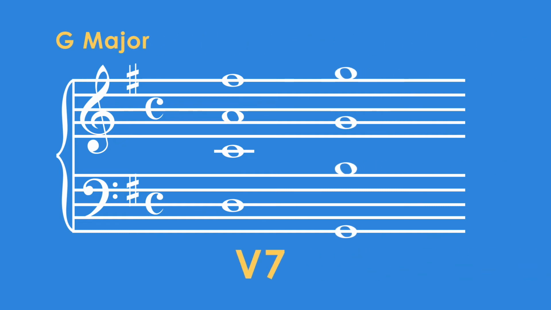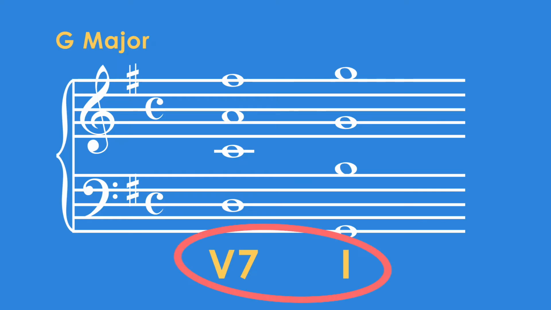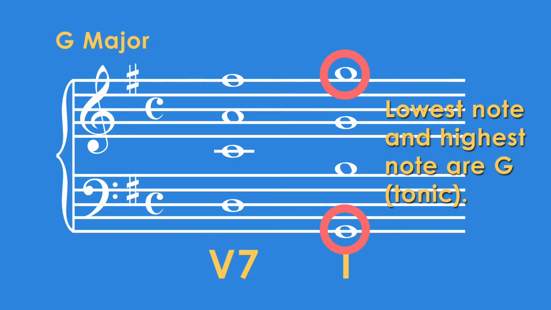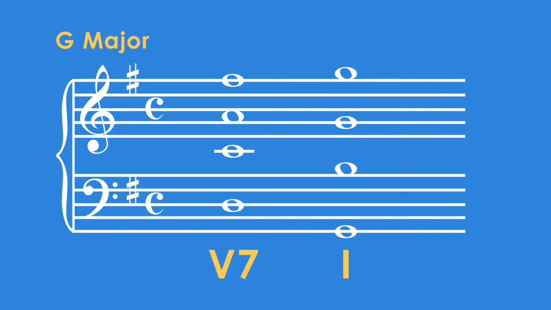Here is a perfect authentic cadence in G major going from 5/7 to 1. Now let's take a look at what makes this a perfect authentic cadence. Remember that a perfect authentic cadence needs to move from the dominant to the tonic, which we have here going from 5 to 1, and that the tonic is doubled in the bass and the highest note, which we also have, and each of the chords is in root position, which we also have.